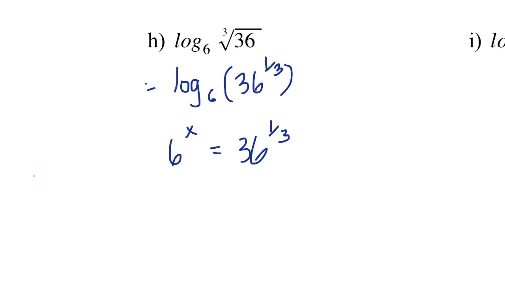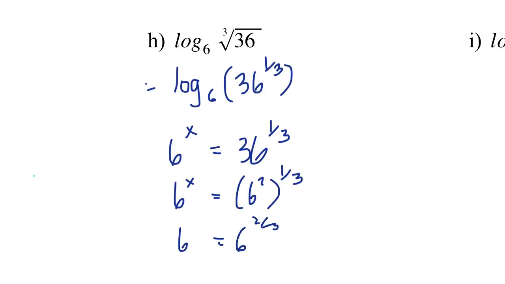And remember, when we're solving exponential equations, one way to do this is to make the bases the same. So how can I make the bases the same here? Well, 36 is just 6 to the power of 2. So if I rewrite this equation as 6 to the power of 2, all to the power of 1/3, all I've done is replaced this 36 with 6 to the power of 2. Those two things are equivalent. And now if I distribute this 2 to this 1/3, I end up getting 6 to the power of 2/3 equals 6 to the x.